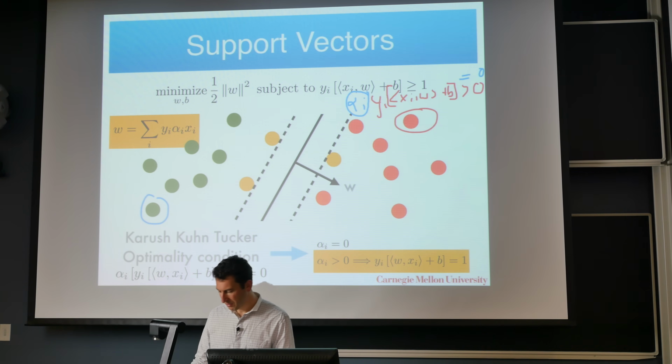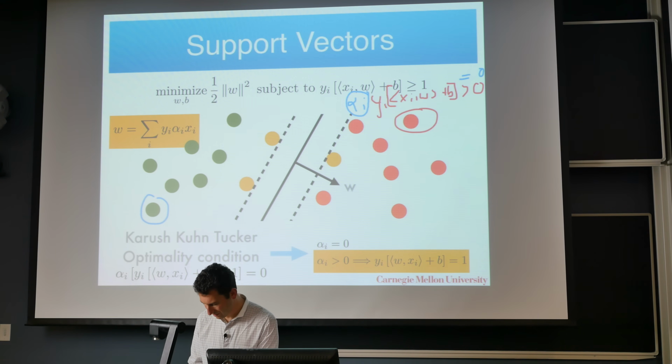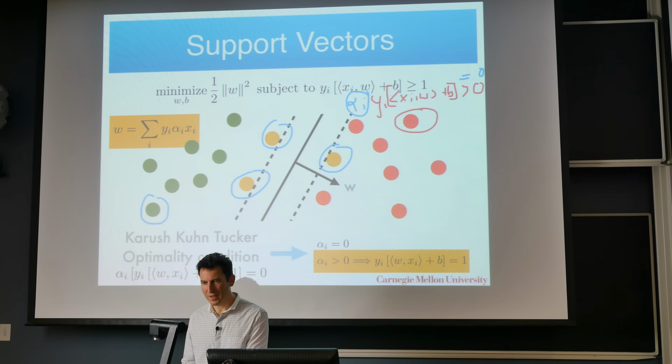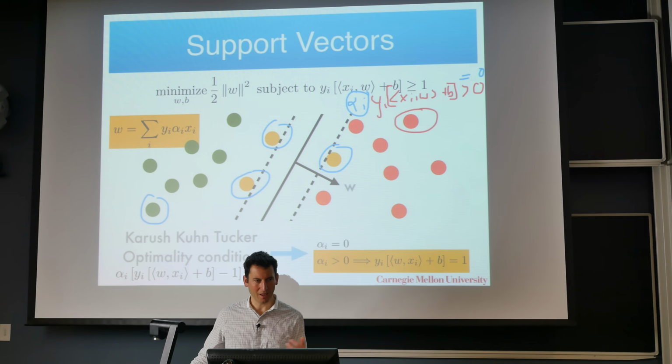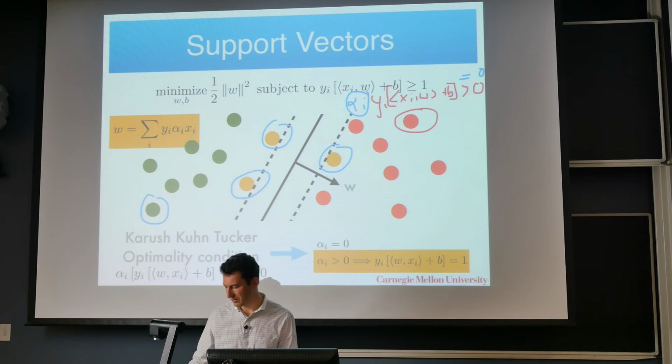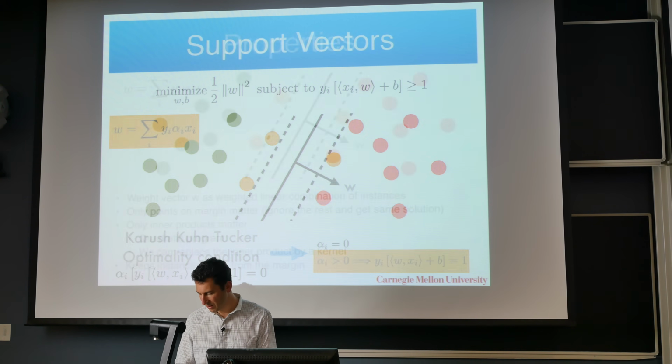The only time when those alpha i's may be non-zero is for those points exactly here on the boundary. So for those 3, I will actually get alpha i being allowed to be non-zero. And so now, since I know that these are exactly the points that give me the support vector expansion, so sum over alpha i, yi, xi, I know that w will be expanded only in terms of those 3 yellow points. Okay? Good.